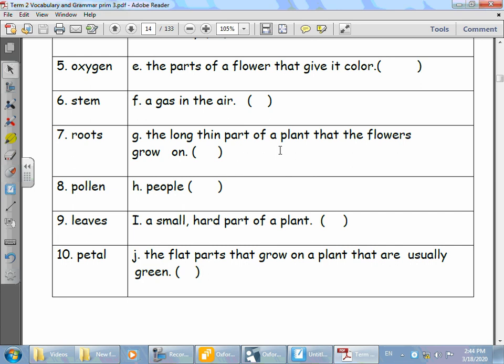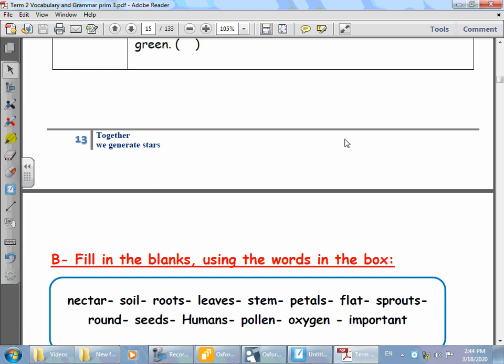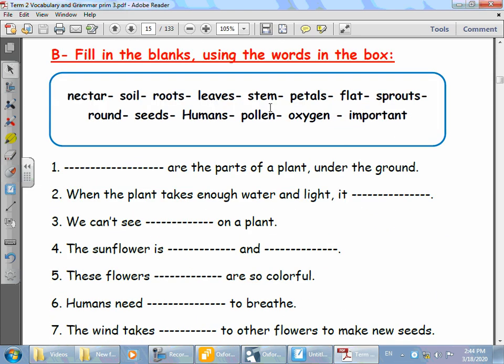Number 4. A small hard part of a plant. Excellent, amazing. Number 1, seeds. The flat parts that grow on a plant that are usually green. Very good. Leaves. I'm so proud of you. You answered them all correctly by your own. Now let's move on to the next page.